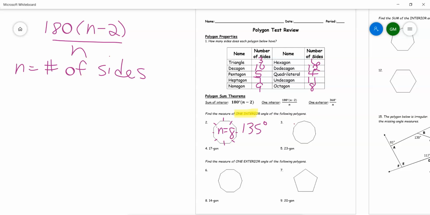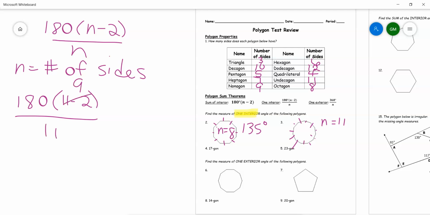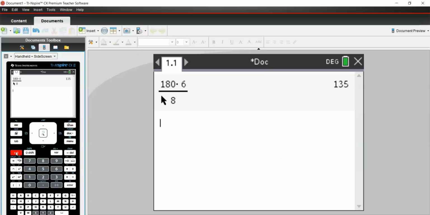All right, number 3. The shape is 1, 2, 3, 4, 5, 6, 7, 8, 9, 10, 11. So in this case, n equals 11. It's going to be 180 times 11 minus 2 over 11. 11 minus 2 is 9, and again, we're just going to plug it through our calculator. Control Divide gives you your fraction: 180 times 9 over 11.